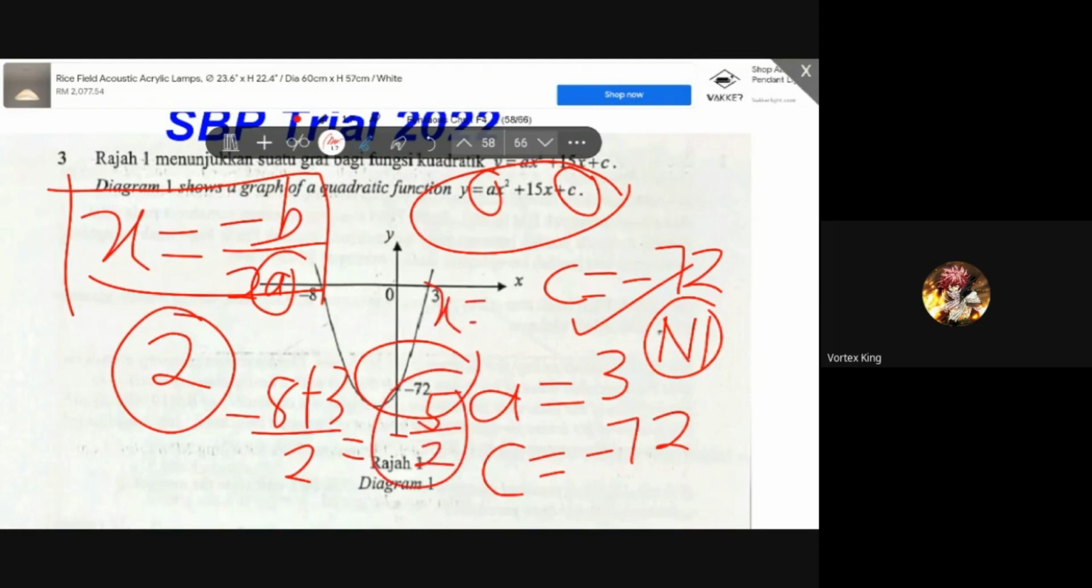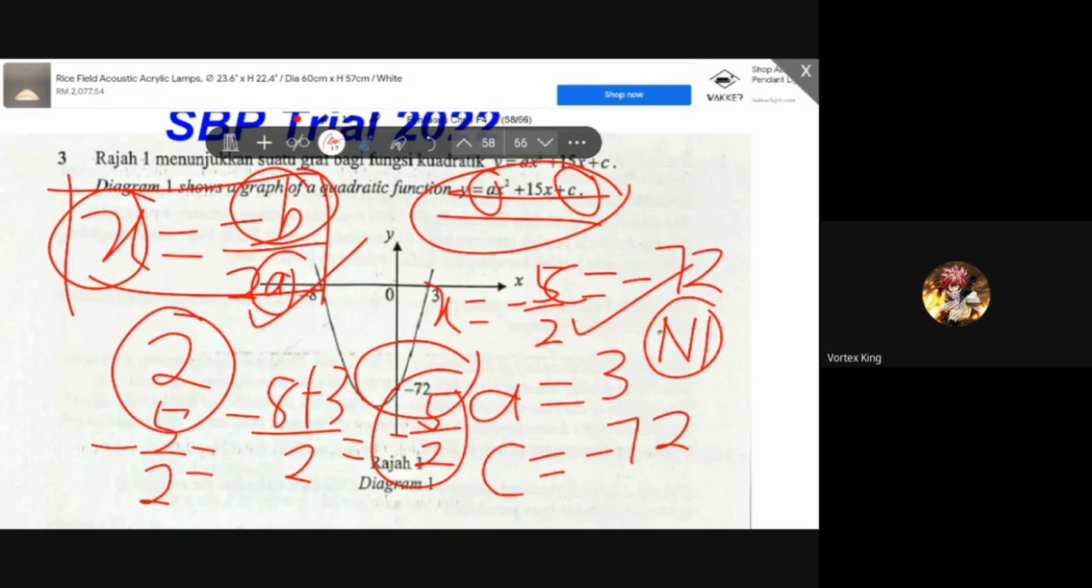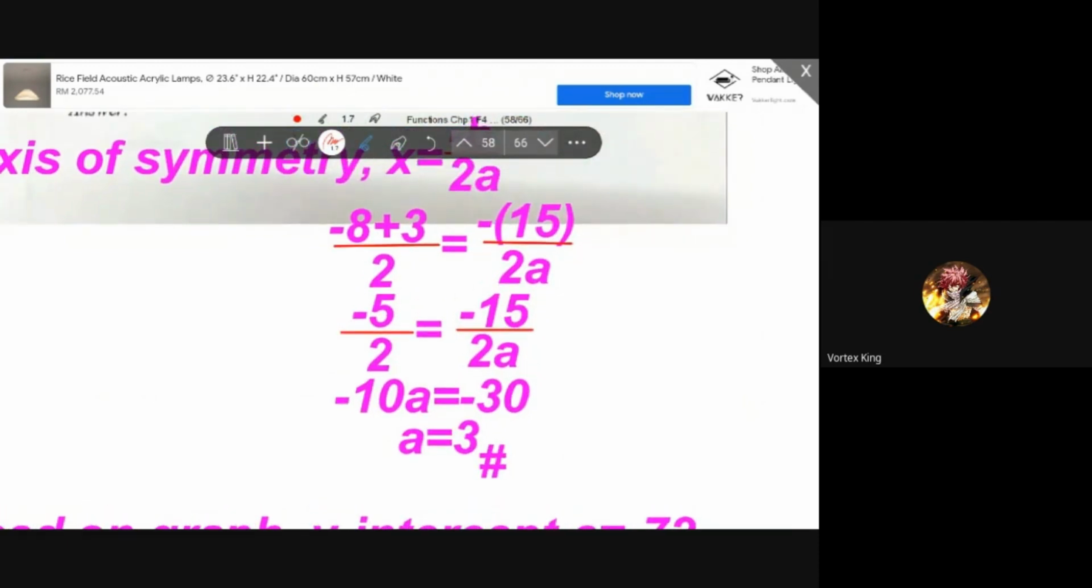So your x is negative 5 over 2. And do you have your b value? Ada nilai b tak dalam soalan? Yes, very good. So you have your b, kamu ada x, boleh carilah. Itu sebab saya guna formula ni. Yes, 15, very good, Junhao. So you will get negative 5 over 2 equals negative 15 over 2a. You cross multiply, negative 8 plus 3 over 2 equals negative 15 over 2a, and you will get a is 3. So that's your answer.